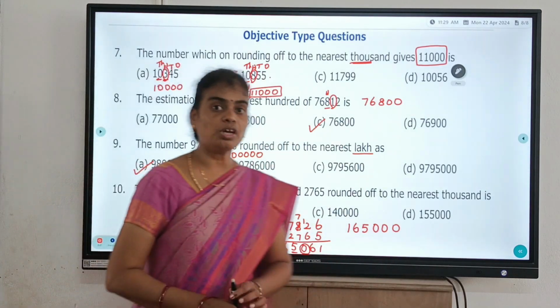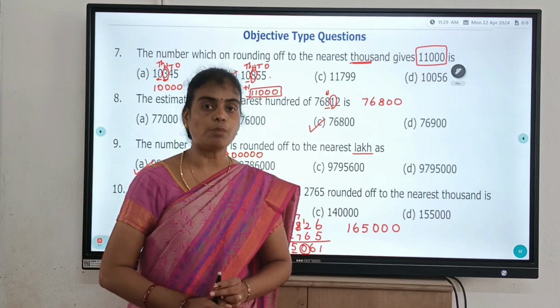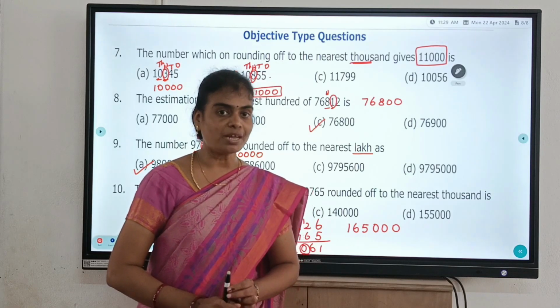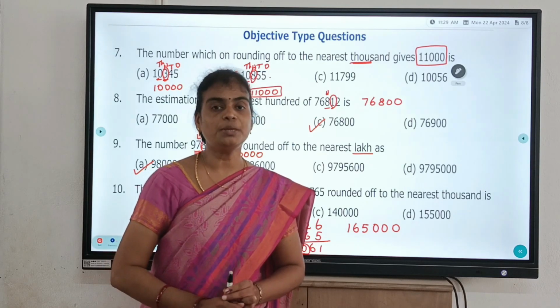So I hope you would have understood this exercise 1.4 about estimation or rounding of the numbers. So if you practice it, it is the very easiest one. If you practice, you can do it perfectly.